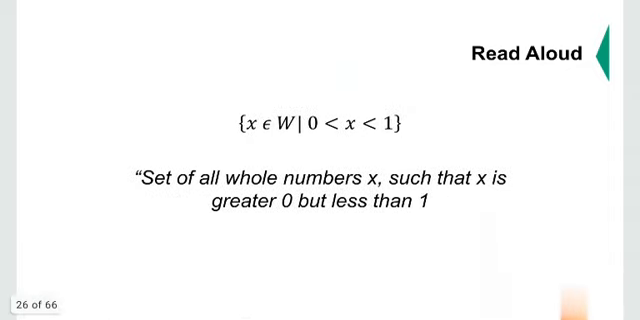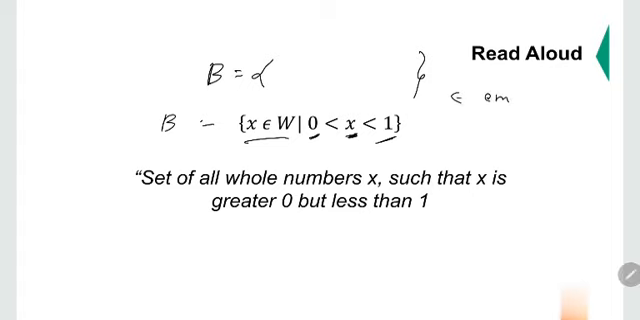How about this? Set of all whole numbers x such that x is greater than 0 and less than 1. Let's say this is set B. So, ano mga nasa loob nito? Dapat greater than 0 daw. What's greater than 0? 1, 2, 3, and 4, but it should be less than 1. So we can't put anything here. So this is actually another concept, empty set, when your set doesn't contain any elements.